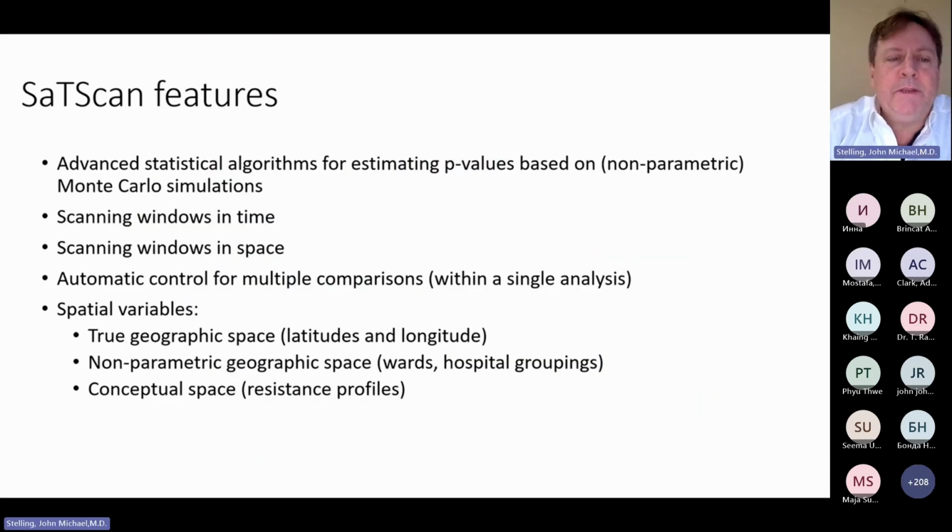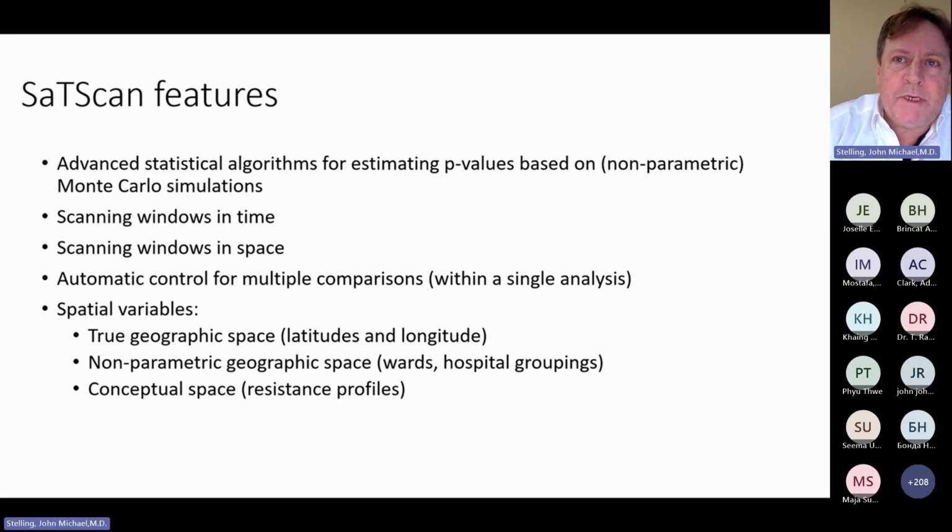Some of the SaTScan features that we like is that there are advanced statistical algorithms for estimating p-values based on Monte Carlo simulations. So it's a fancy approach for estimating statistical significance. As most of you know, Monte Carlo is a city in Monaco, famous for gambling, famous for cards, and famous for probability. An advantage of the non-parametric approach is it does not make assumptions about the underlying data.